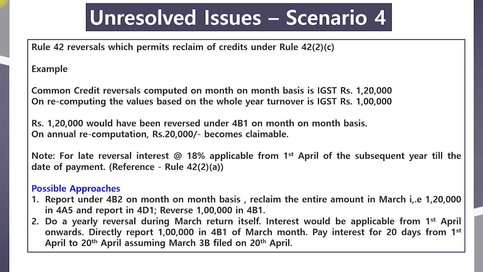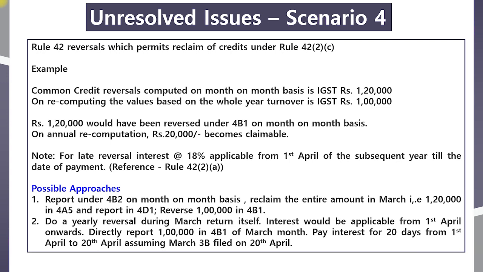The another scenario which I've taken up is the Rule 42 reversals. Now, Rule 42 talks about this common credit reversal. That is, whenever my business has both taxable as well as exempt transactions, I need to do this common credit reversals on a month-on-month basis. And at the year end, I will have to recompute these values, arriving at the whole year turnover, what is my total taxable turnover for the entire year and the total exempt turnover for the entire year.